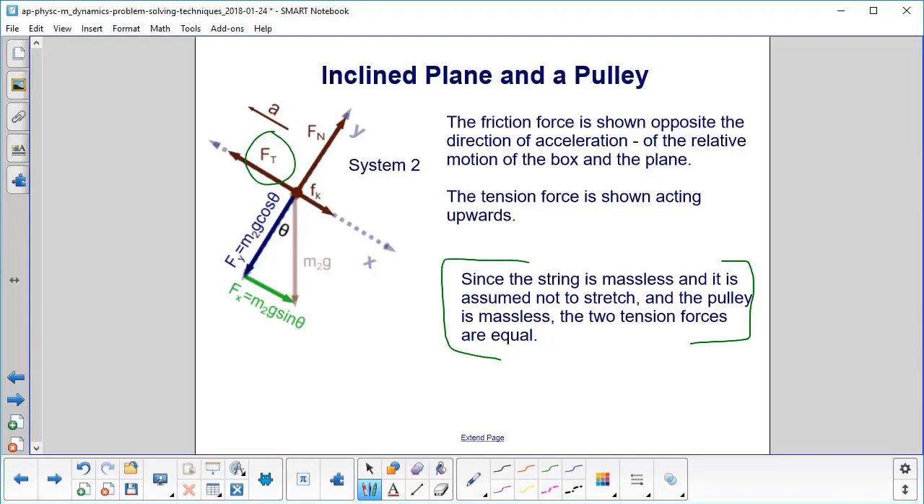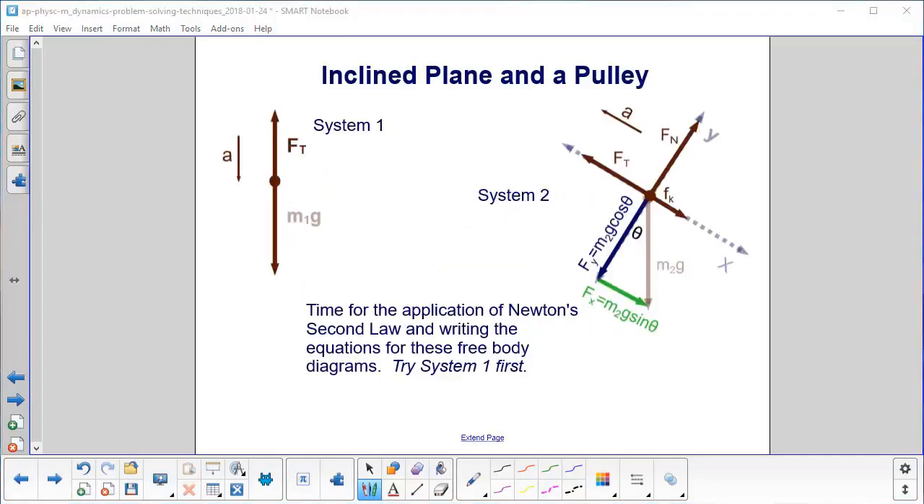Since the string is massless and it doesn't stretch, and the pulley is massless, the two tension forces are equal. And again, when we get to rotational motion, this will not be the case. We'll have a different tension on either side of the pulley. So our preliminaries are now out of the way. Time for Newton's second law. So first try and write the equations, and hopefully this will be fairly straightforward, for system 1.